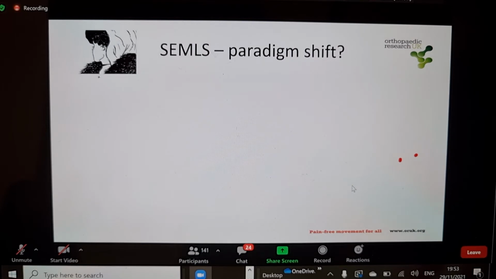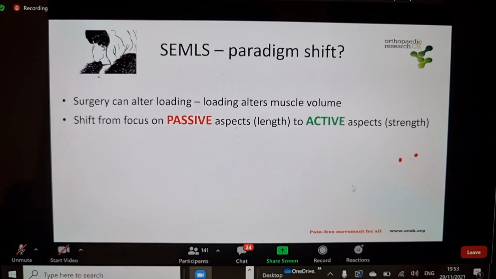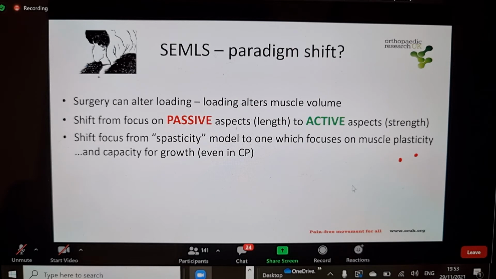So we in the orthopedic surgery world are thinking about this slightly differently, as I think you are thinking differently about your physiotherapy programs. So we know that surgery can alter loading, and if loading alters muscle volume, perhaps we should be thinking more about these kind of techniques, more on strength and less on length, more on muscle plasticity and less on spasticity and capacity for growth.